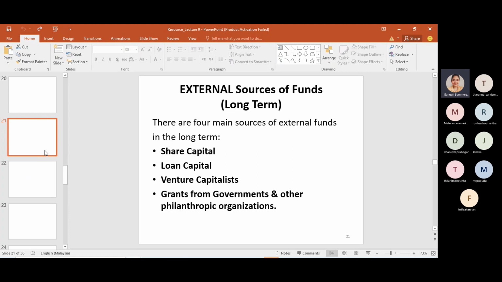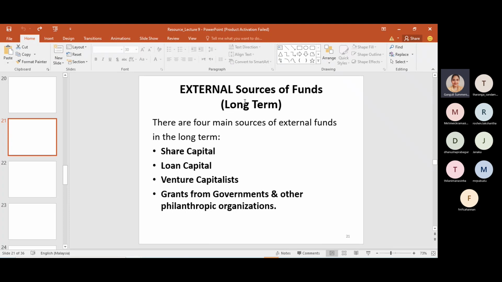Okay, so for example, banks. Banks are located outside your business environment, right? So whatever the sources which are located outside the company, in the external environment, are called external sources. Here, external sources of funds can be further categorized into two main groups.